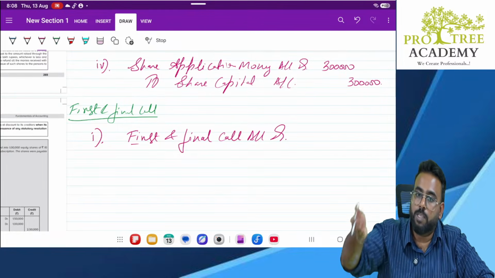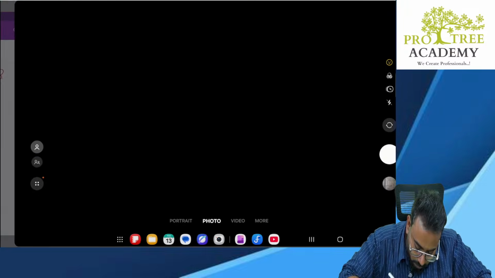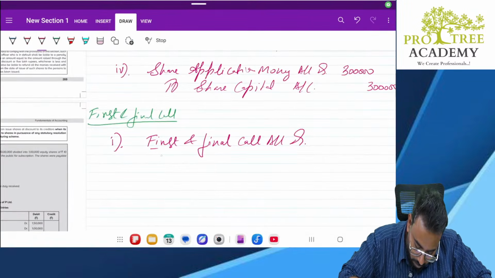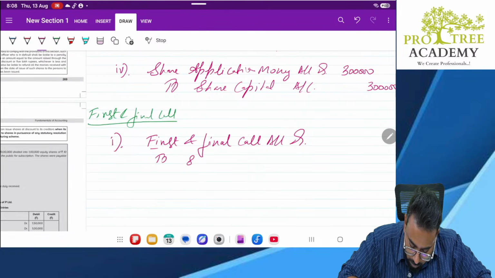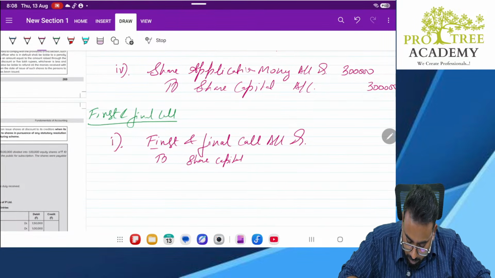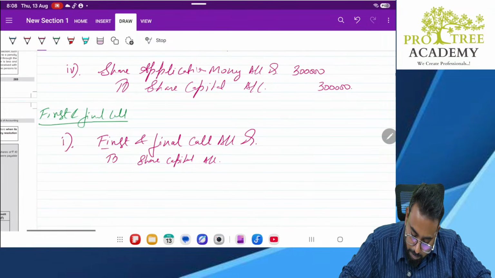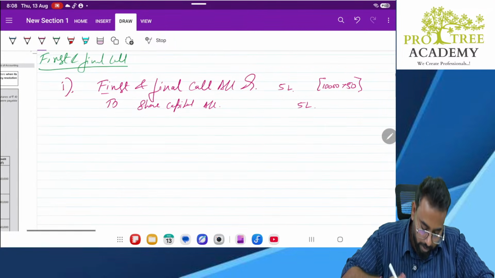So when capital goes up, it will be credited to share capital account. How much? Simple, 10,000 into 50. 5 lakh. Okay, very good.